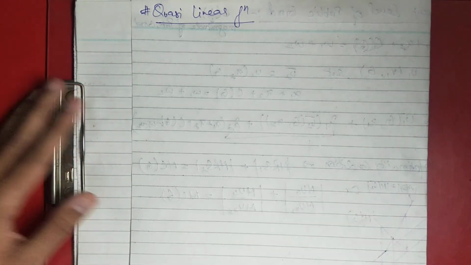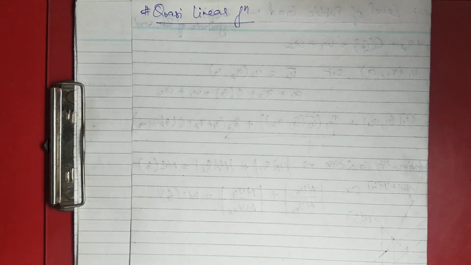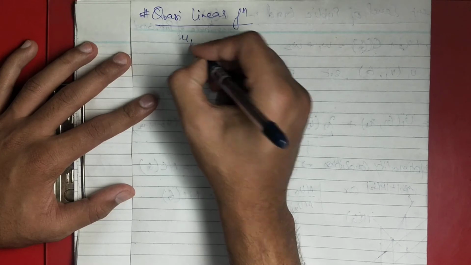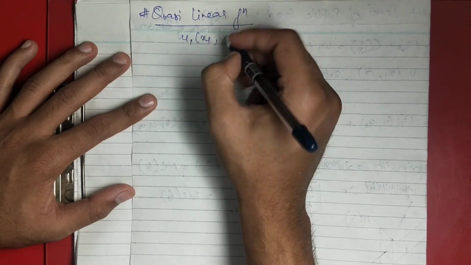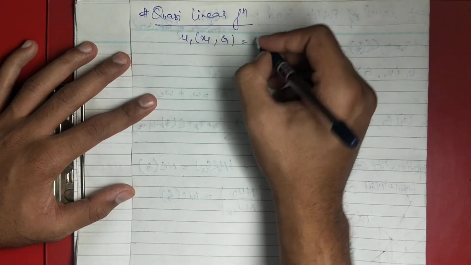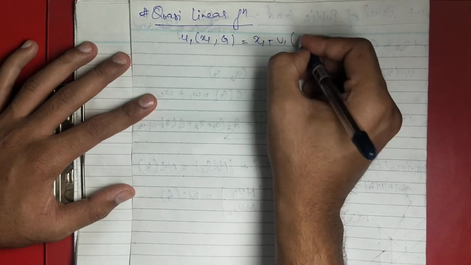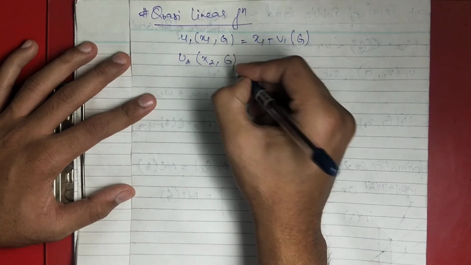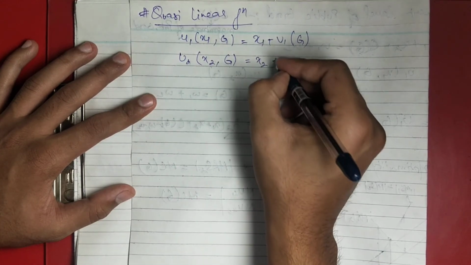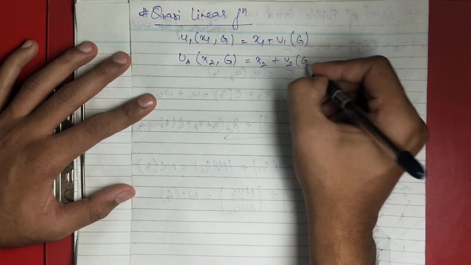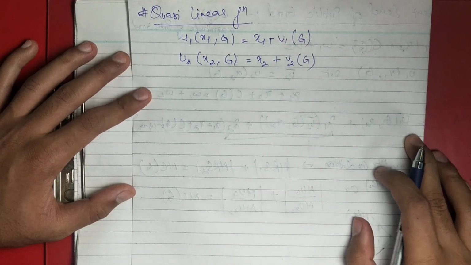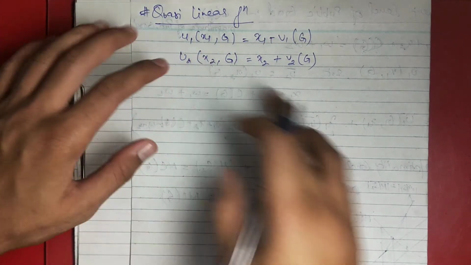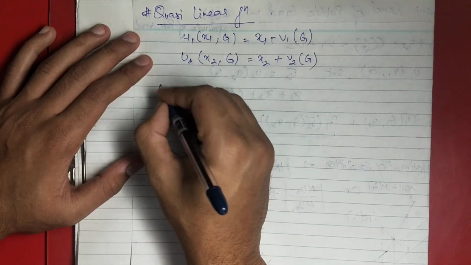If you want to express the utility function, you can express it as u1(x1, G), the same function we used earlier, and u2(x2, G) equal to x2 plus v2(G). Also, let me calculate the MRS of this function u1, I'm just calculating MRS for 1.